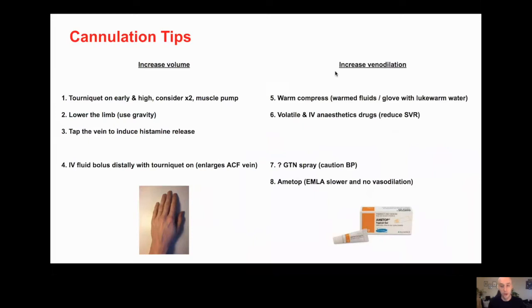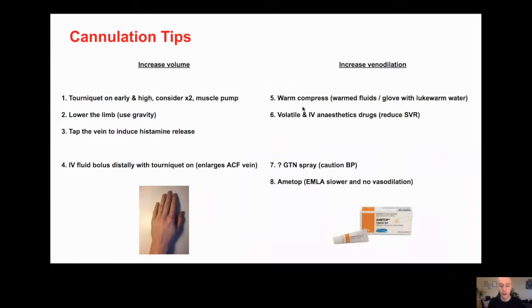We can cause some venodilation by doing a warm compress. I've done this recently to great success. You get a glove, put some hot water in it, tie the glove off, wipe the glove down because it's now going to be wet. You don't want scalding hot water that comes out of the NHS taps, but warm water, and then just put it on their hand and ask them to put another hand on it, and leave that there for 5 minutes. When you take the glove off, the whole hand is going to be bright red, and the veins are going to be bouncing out at you.